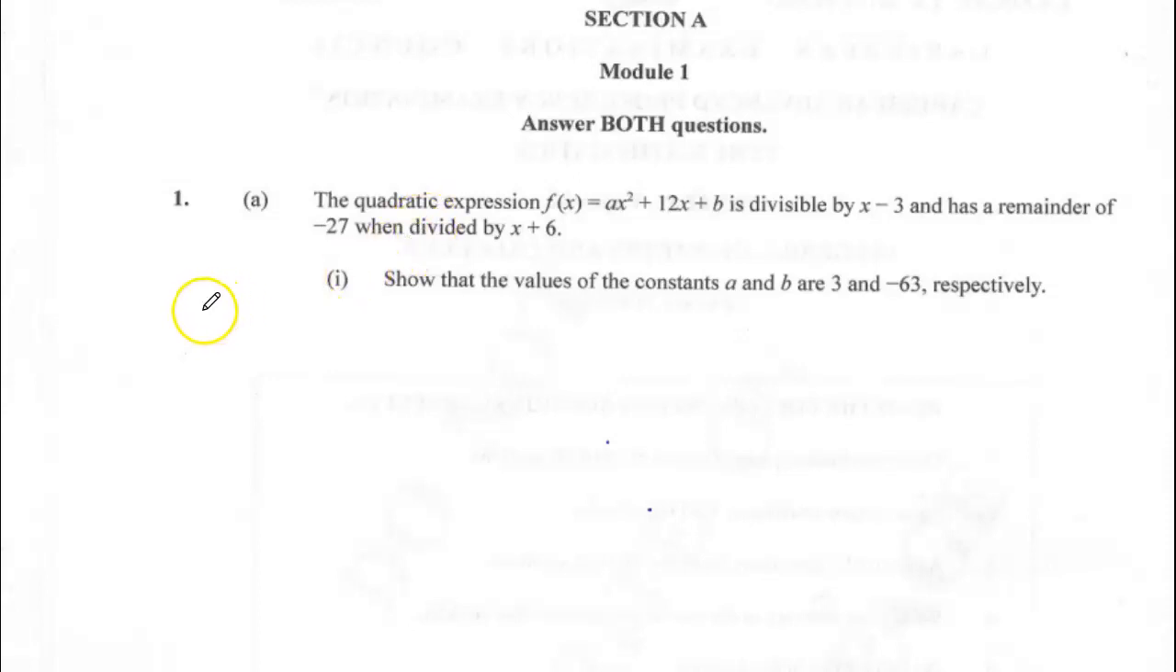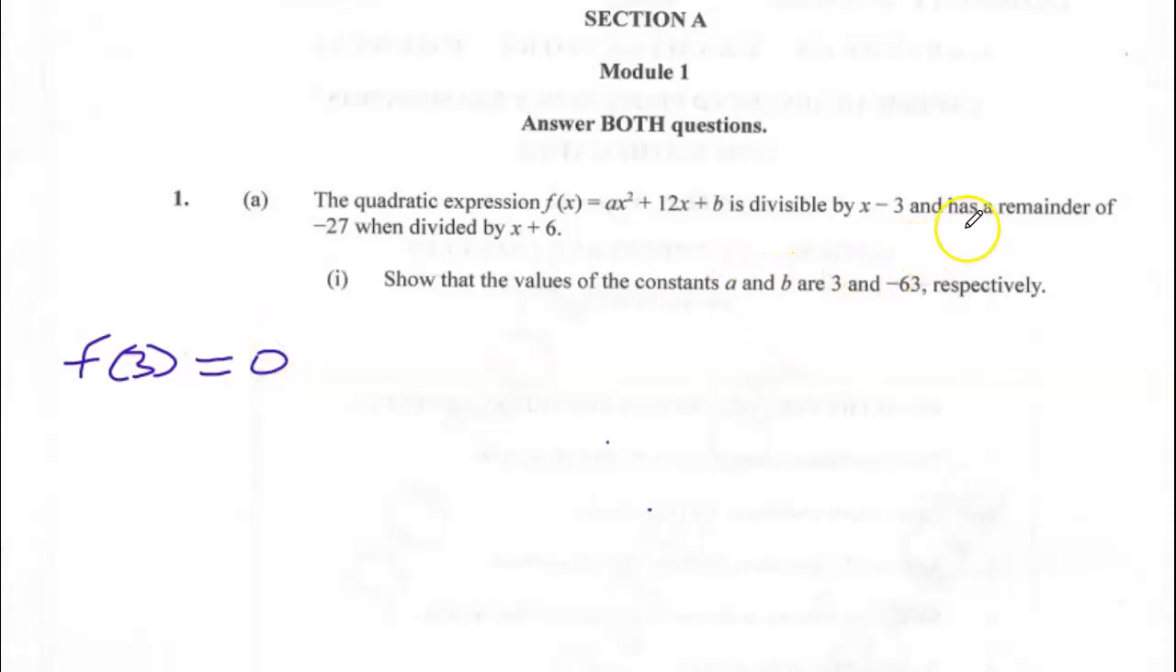So, question 1. The quadratic expression f of x equals ax squared plus 12x plus b is divisible by x minus 3 and has a remainder of minus 27 when divided by x plus 6. So x minus 3 is a factor since it's divisible by it. So f of 3 gives us the remainder, which is 0. It's a factor, so there is no remainder, right? So f of 3 is equal to 0.